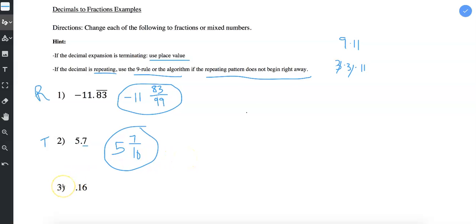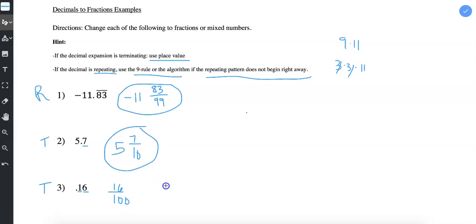And then number 3, is this repeating or terminating? Well, 1, 6, and then it doesn't continue forever. It stops. Since it ends, it's a terminating decimal. And to change a terminating decimal to a fraction, use place value. So I count my places, tenths, hundredths. So the 16 goes over 100.